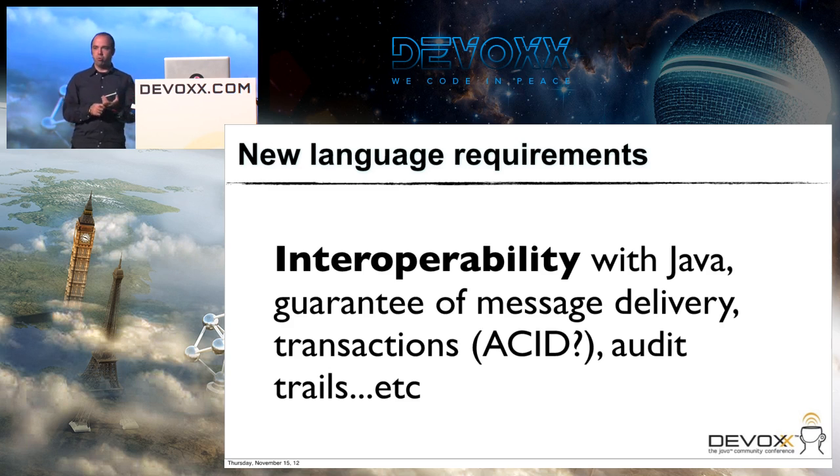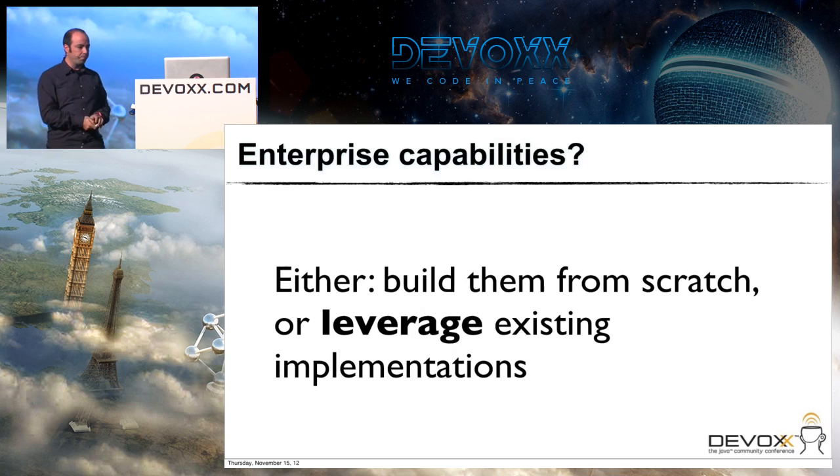But there are also other interesting requirements. You might still want message delivery, maybe guaranteed message delivery. You might still want transactions, which might or might not be ACID. You might want audit trails, security, etc. A lot of these capabilities are kind of enterprisey. So if you're faced with creating a brand new language, you either have to build them from scratch yourself into the language, or you can leverage what other people have done.